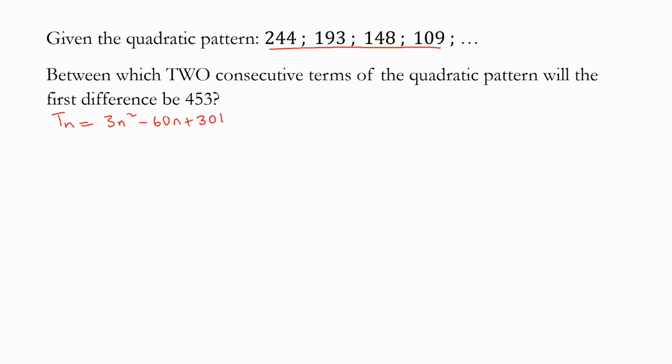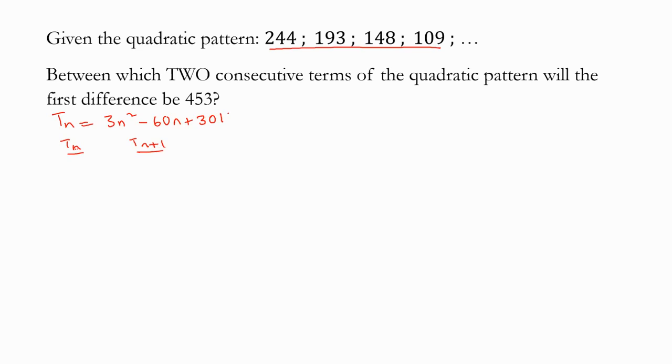So the two consecutive terms means that we have Tn and also Tn plus 1. You see that these are the terms that follow each other. If n is 5, then here is going to be 5 plus 1, which is T6. If n is 7 here, then here is going to be 7 plus 1, which is T8. You see that? So these are the terms that follow each other.